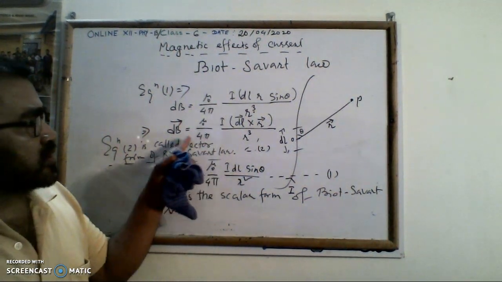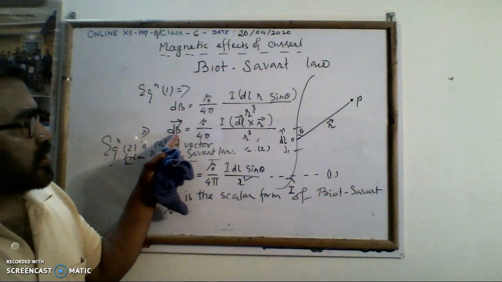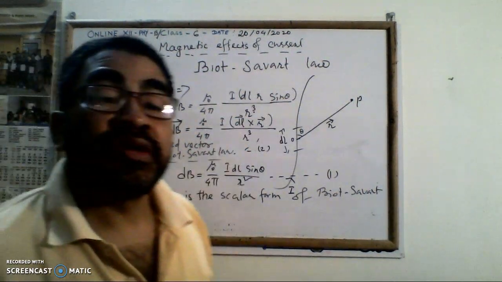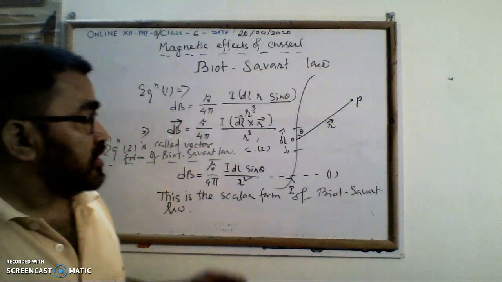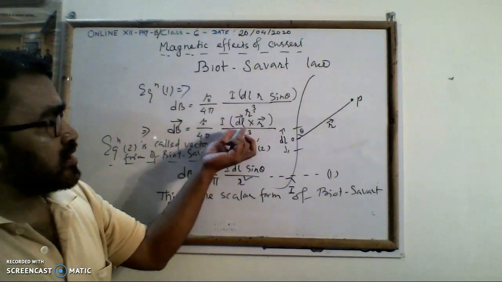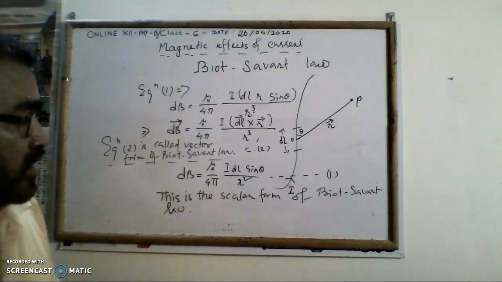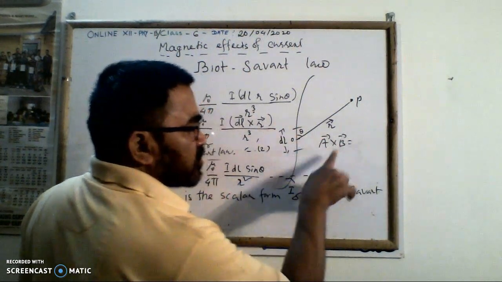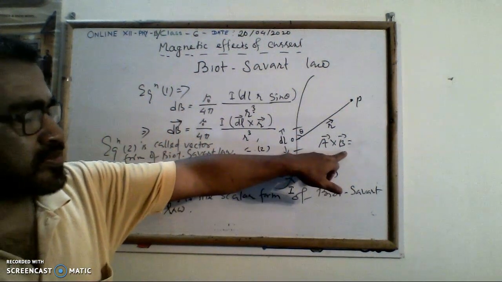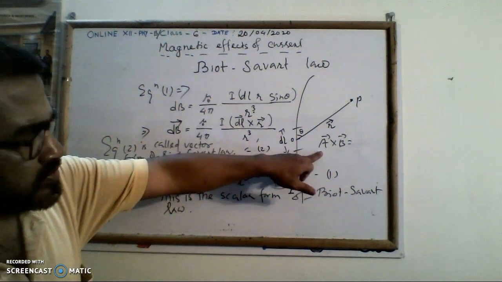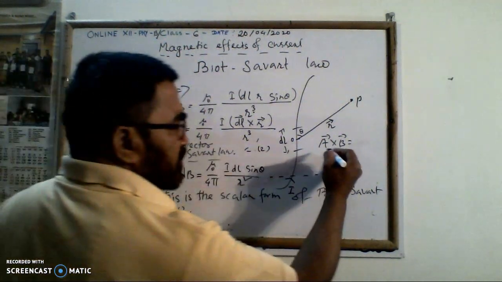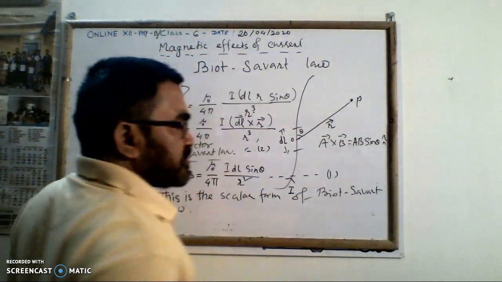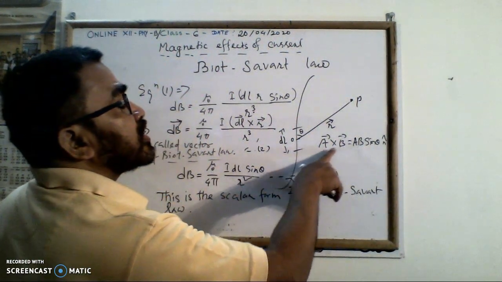That is, we are writing dB in a vector form, and we are writing dl r sin theta as dl cross r. Why are we writing dl r sin theta as dl cross r? As you know, if we write a cross b, this is the cross product, as you have learned in class 11, and it is written as AB sine theta n cap. Theta is the angle between A and B.